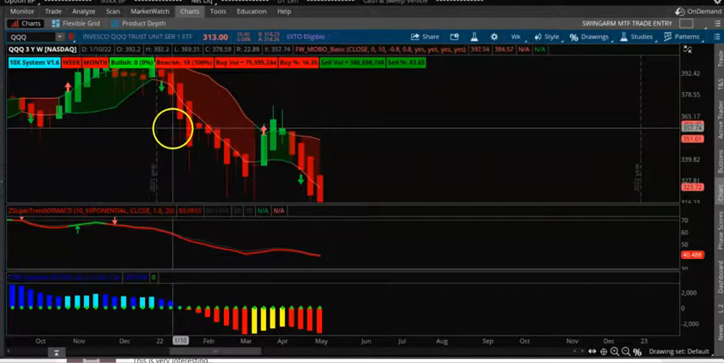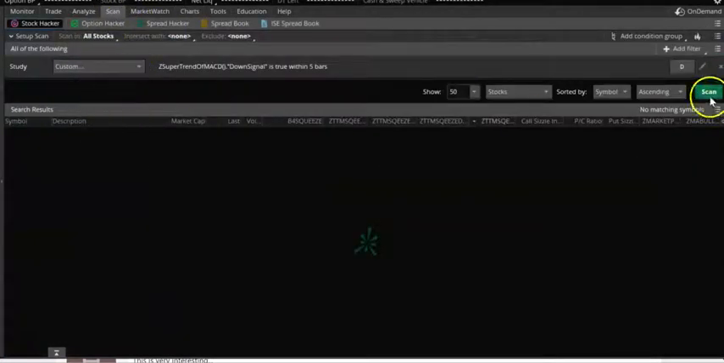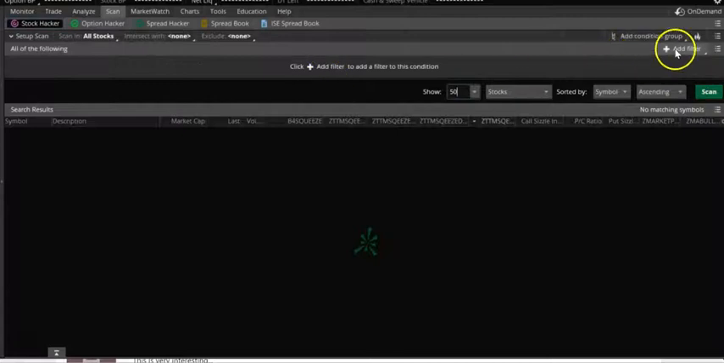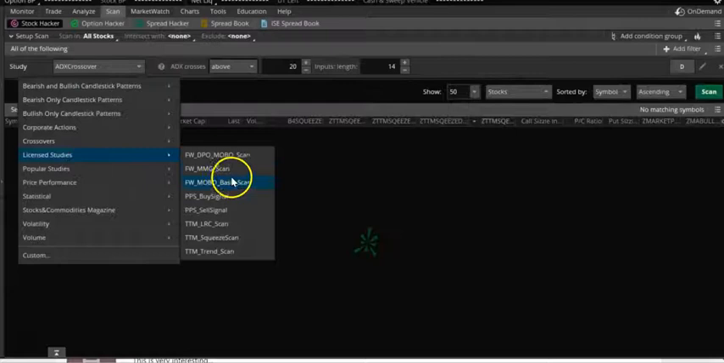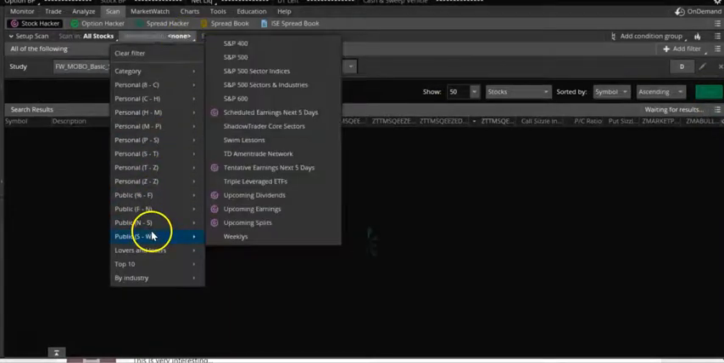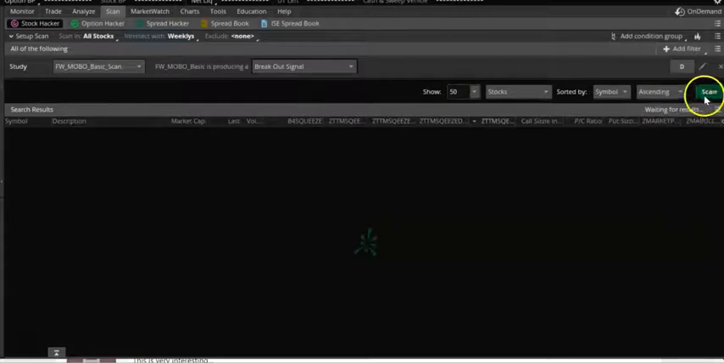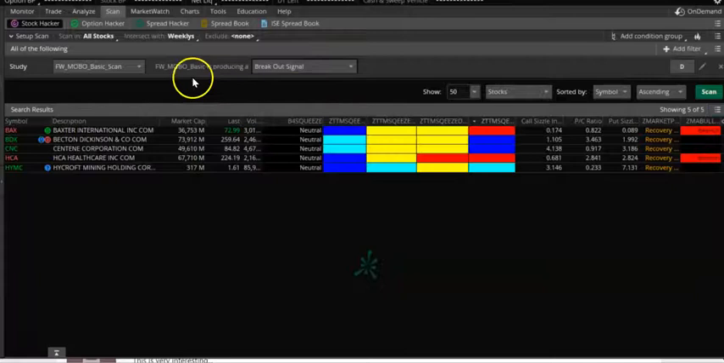If you want to scan for stocks you want to play, what you can do is you go to scan, delete, add study, license study, basic scan, breakout, search for stocks which are breakout. Make sure you search on a weekly time frame. Weekly stock which has weeklies. That way you can see these are breakout signals.